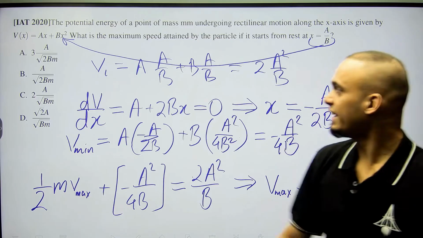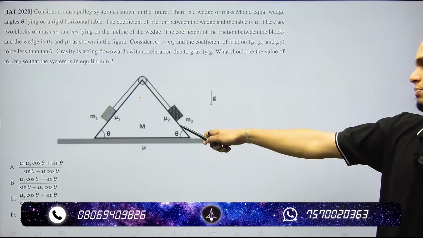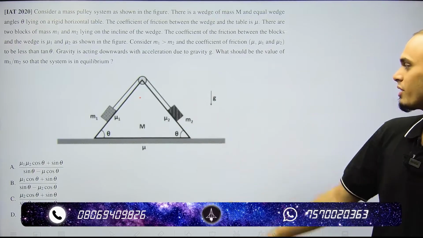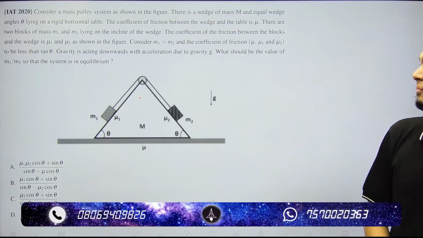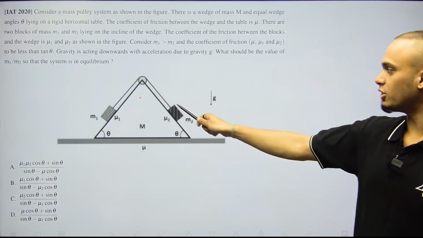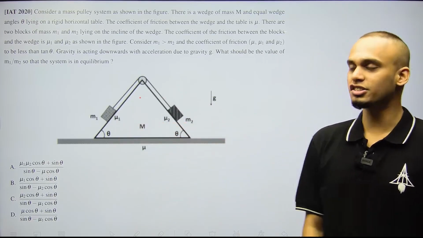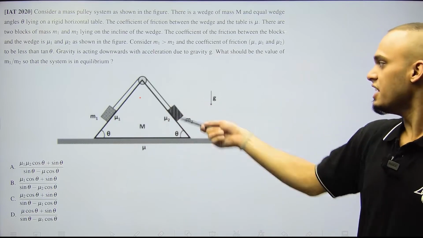Thus option A is correct in this question. So you have been given a triangular wedge which is an isosceles triangle because both the angles at the base are equal, and there is a pulley at the apex which has a string passing over it connected to two masses, and there is friction everywhere in the system. All the values are given symbolically.